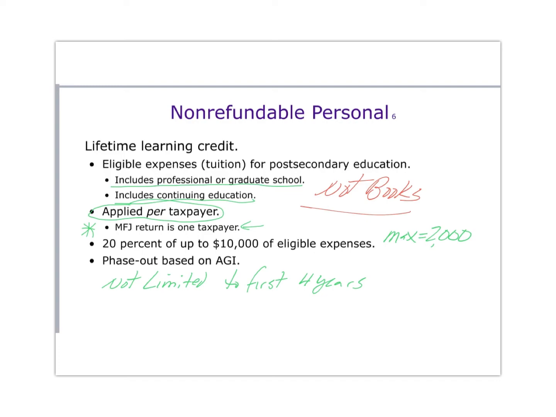It has different phase out amounts than the American Opportunities credit. The phase out amounts for the lifetime learning credit are also in that Chapter 8 schedule sheet. You will have access to those for homework, obviously, and for exams, okay? So don't worry about those things.